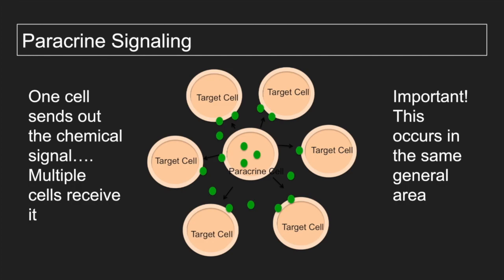Paracrine is going to be the first type of signaling that we're going to go over. This is when a signal molecule is released by a single cell into an area and is received by multiple cells in that same area. This type of signaling is used in cases of stimulating cells in an area to grow and multiply.